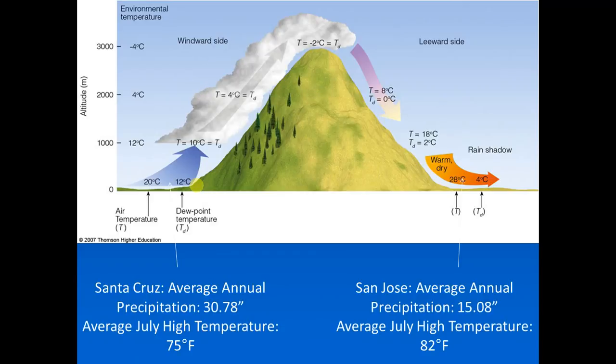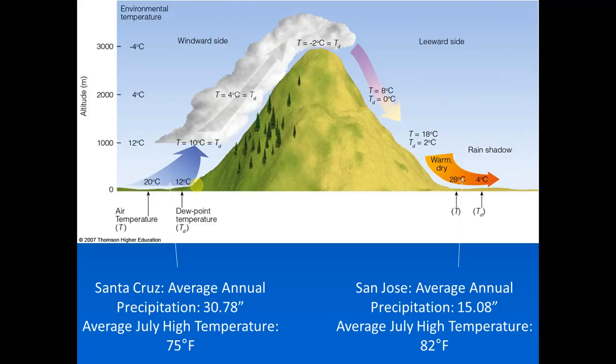For reference, this is a real-world example. Now, just to tell you, the Santa Cruz Mountains are nowhere near 3,000 meters high, okay? The highest parts of the Santa Cruz Mountains are about 3,000 to 3,500 feet high, about 1,000 meters. But you still notice a substantial difference in temperatures and precipitation amounts along the sides of the mountains at the same elevation, especially near sea level.